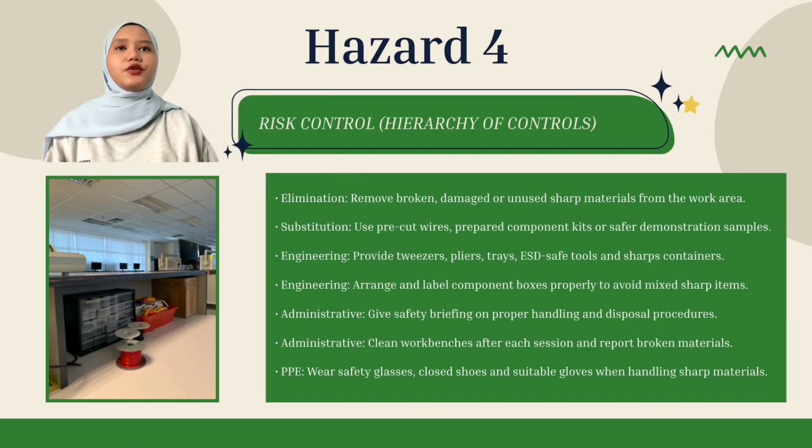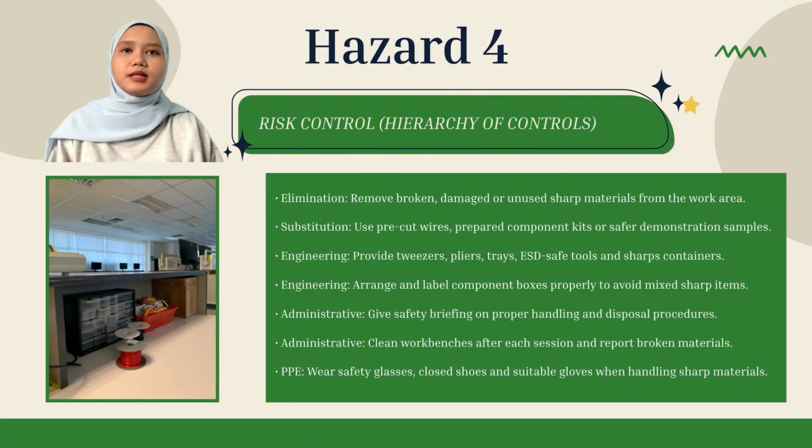Okay, so for engineering control, suitable tools and storage systems should be provided. Students should use tweezers, pliers, cutters, trays, or ESD safe tools instead of handling sharp materials directly with bare hands. Component boxes should also be properly arranged and labeled. Puncture-resistant sharp containers should be provided for broken glass, wafer fragments, cut wires, and sharp metal component leads.